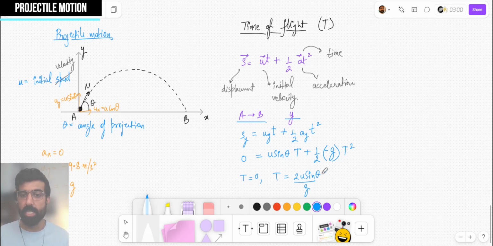That time is 2u sine theta by g, and this is also called the time of flight. If we want to find the time of flight in such a motion, which is a ground-to-ground projectile, we can always use this particular equation. Let us take an example.